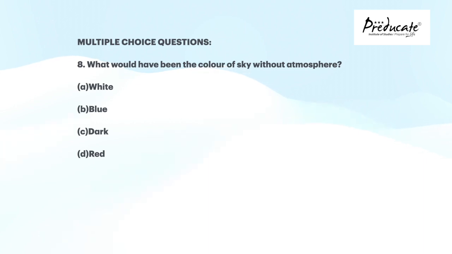What would have been the color of sky without atmosphere? A. White, B. Blue, C. Dark, D. Red.